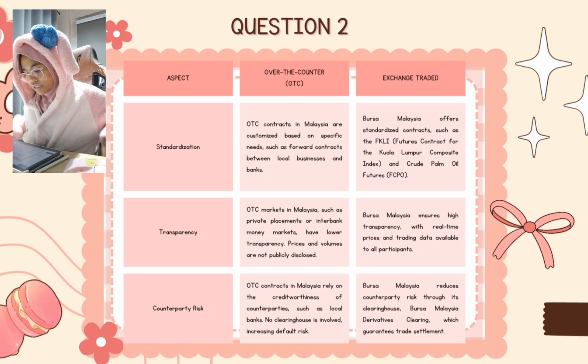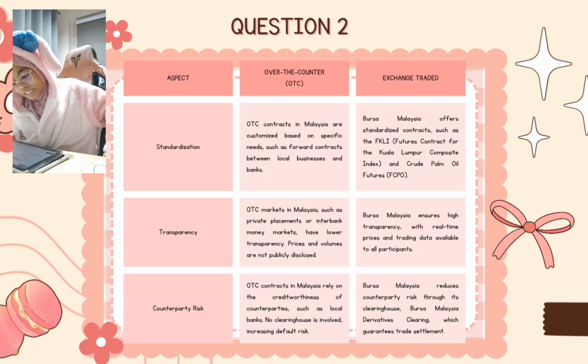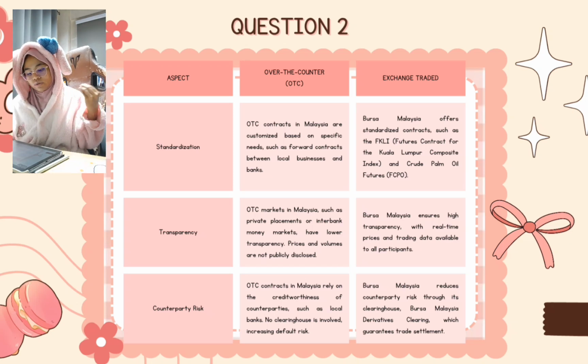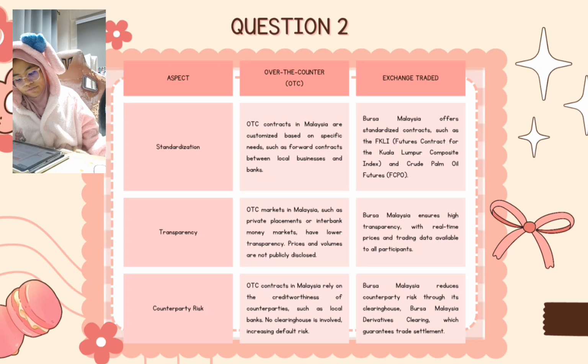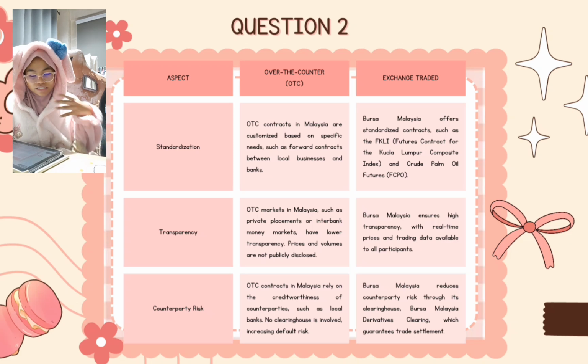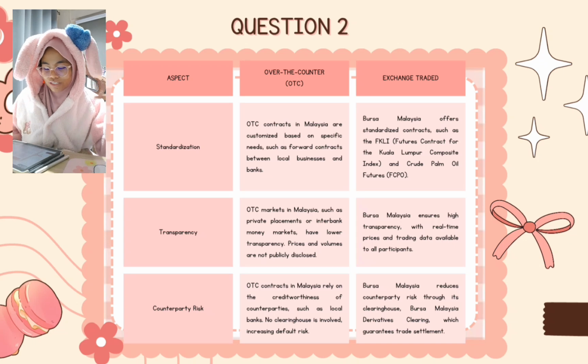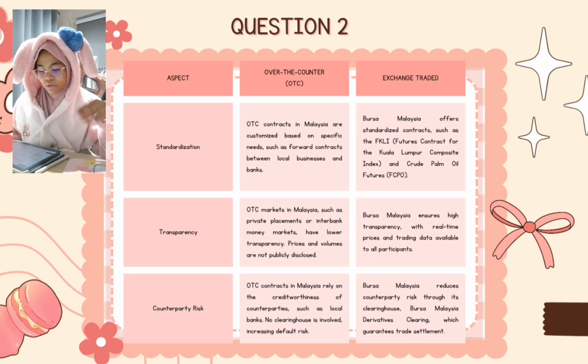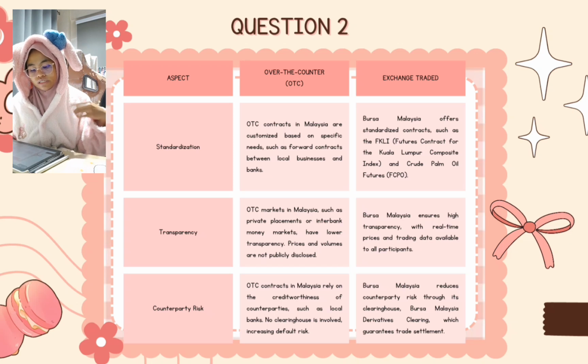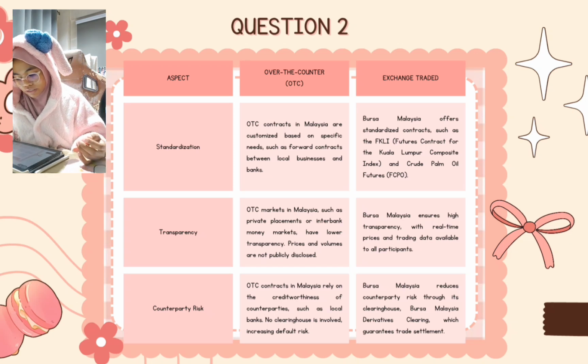Okay, so transparency. OTC markets in Malaysia, such as private placements or interbank money markets, have lower transparency. So prices and volumes are not publicly disclosed. For exchange traded, Bursa Malaysia ensures high transparency with real-time prices and trading data available to all participants.